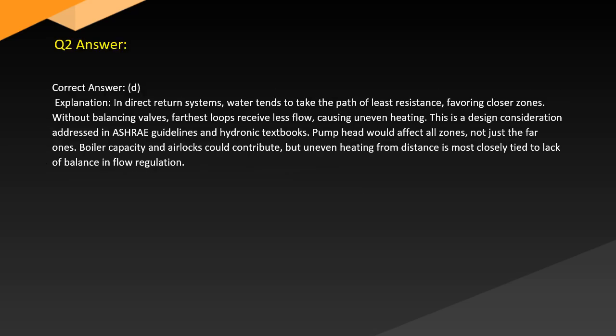Answer. Correct answer: D. Explanation. In direct return systems, water tends to take the path of least resistance, favoring closer zones without balancing valves. Farthest loops receive less flow, causing uneven heating. This is a design consideration addressed in ASHRAE guidelines and hydronic textbooks. Pump head would affect all zones, not just the far ones. Boiler capacity and airlocks could contribute, but uneven heating from distance is most closely tied to lack of balance in flow regulation.